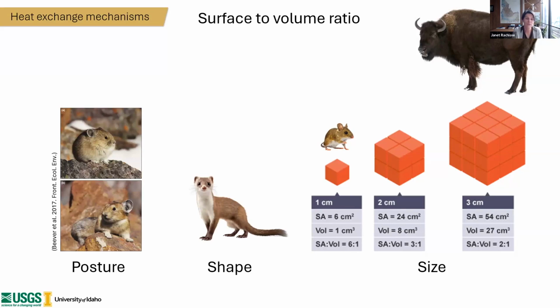This is a great example from some of Eric Beaver's work on American pikas. You can see that the pika on the top is in a cold environment. It moves into a sphere. Actually, a sphere for any volume has the lowest surface to volume ratio. In a warming climate, animals can stretch out and expose more of their surface for heat loss. So these are just some underlying principles to think about when we talk about the way that animals exchange heat with the environment, really important in a warming environment.